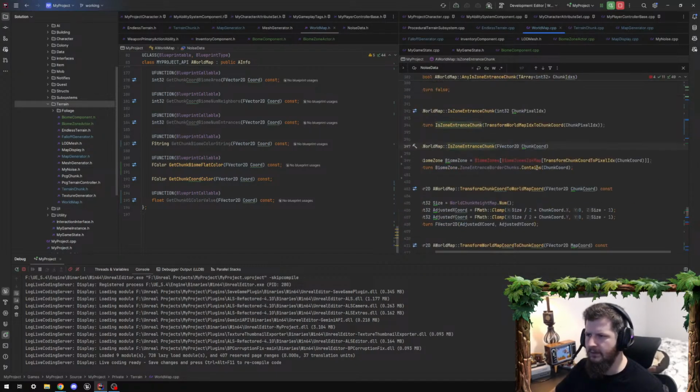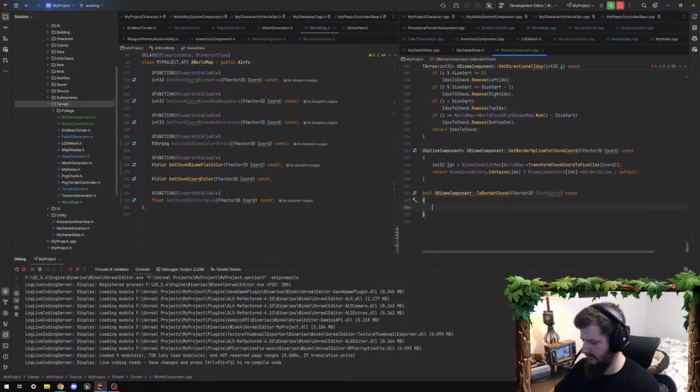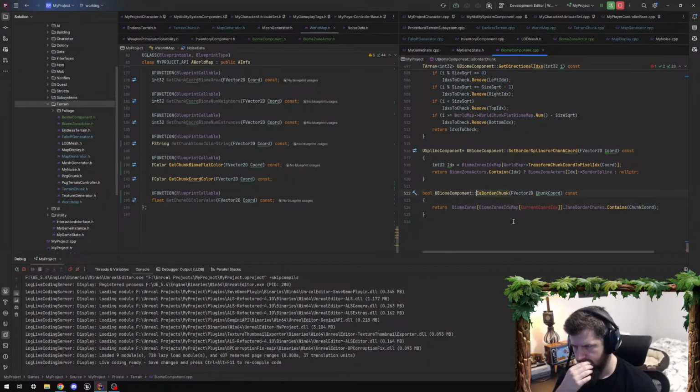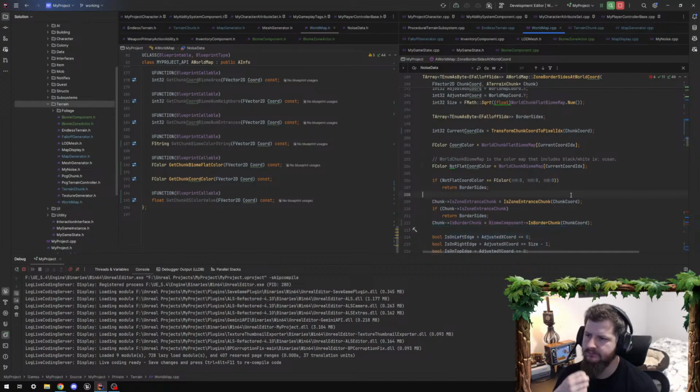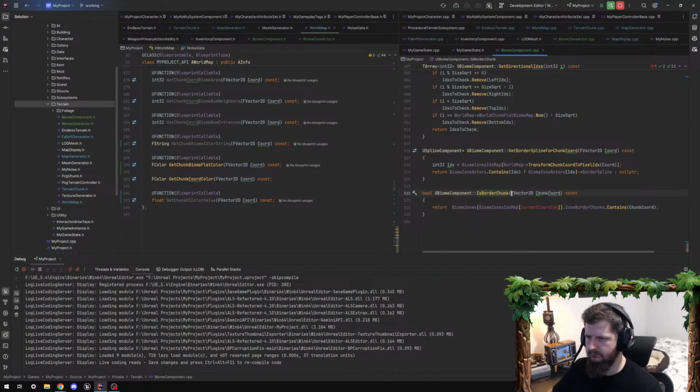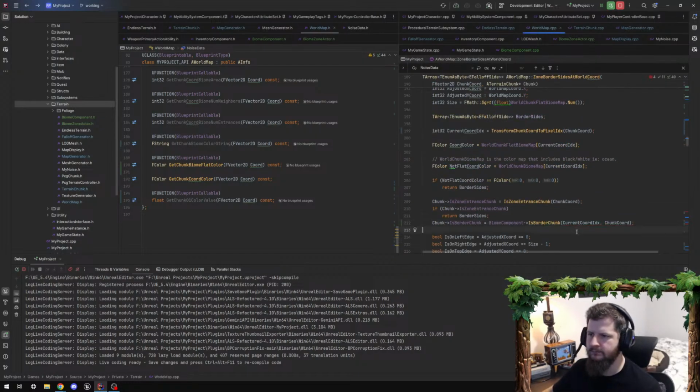There we go. Is zone entrance chunk? It should probably belong in here as well. Current coordinate index. Okay, so it needs the index as well. Index. Okay. Update the signature. Okay.